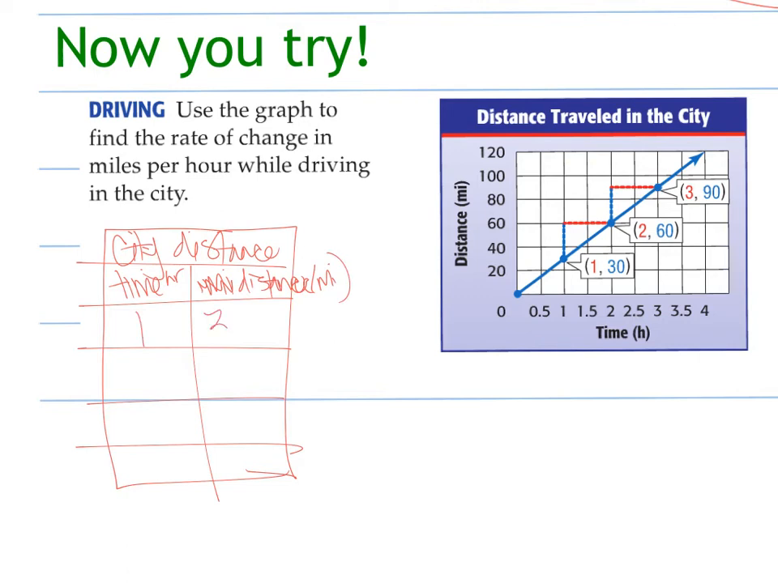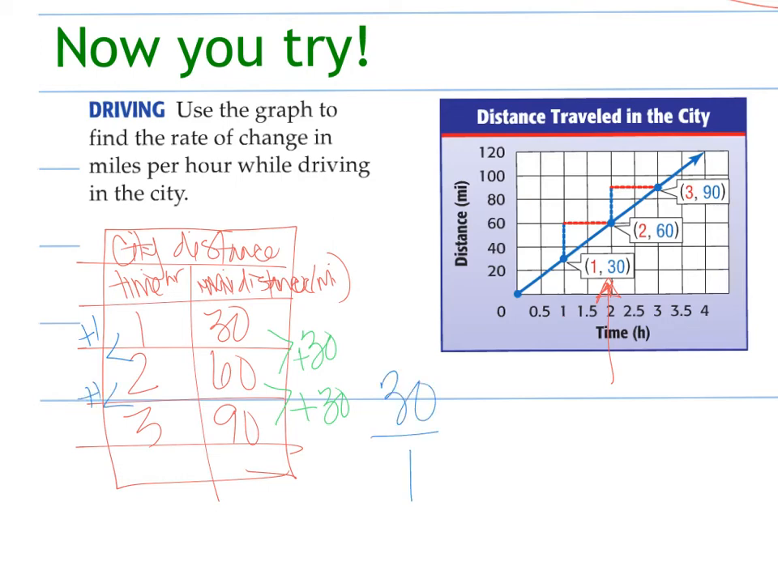So 1 hour, we can see we went 30 miles because I'm looking right here. I went over 1, up 30, so 1 hour, 30 miles. 2 hours, 60 miles. 3 hours, 90 miles. So now I can go 30 to 60, the difference is 30. 60 to 90, the difference is 30. 1 to 2, the difference is 1. 2 to 3, the difference is 1. So 30 over 1 is 30 miles per hour.